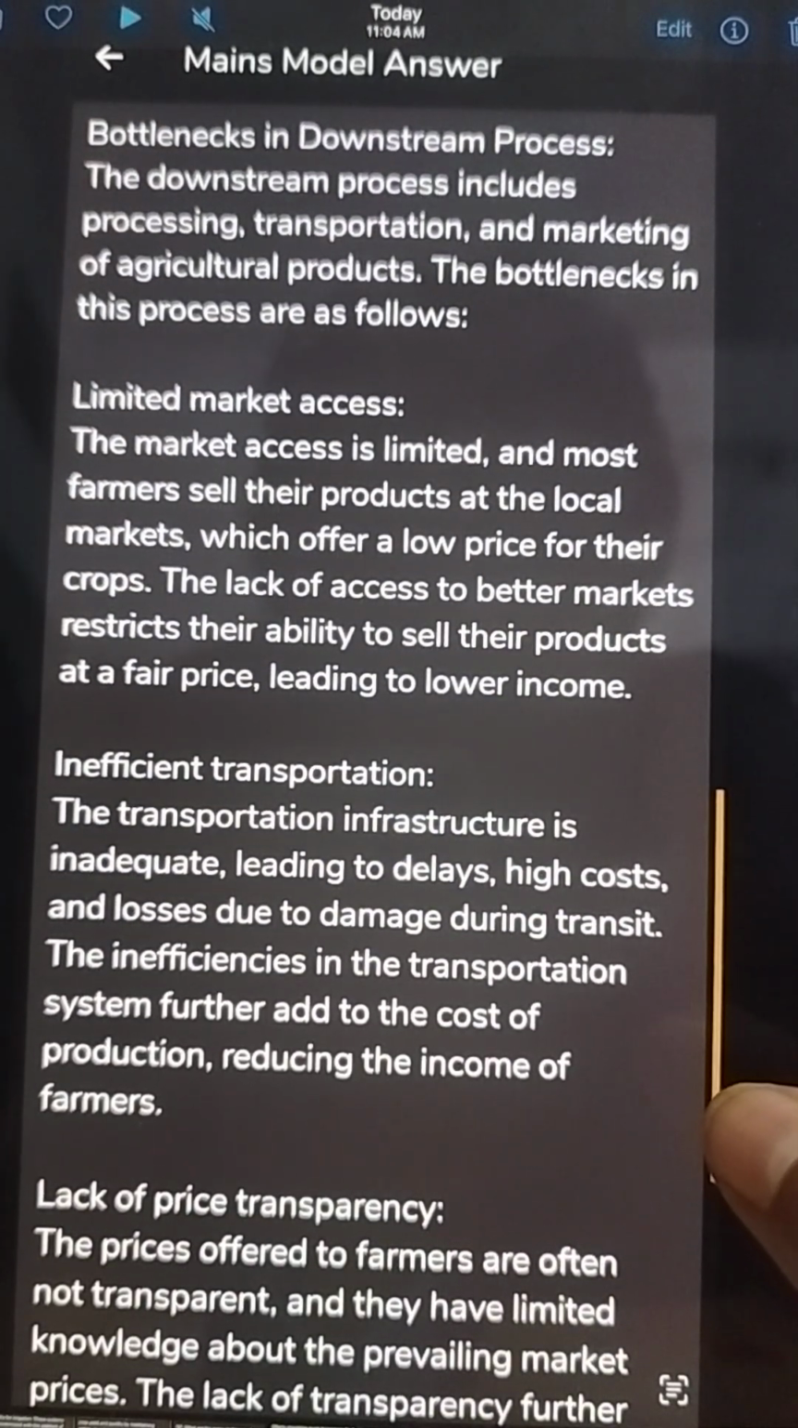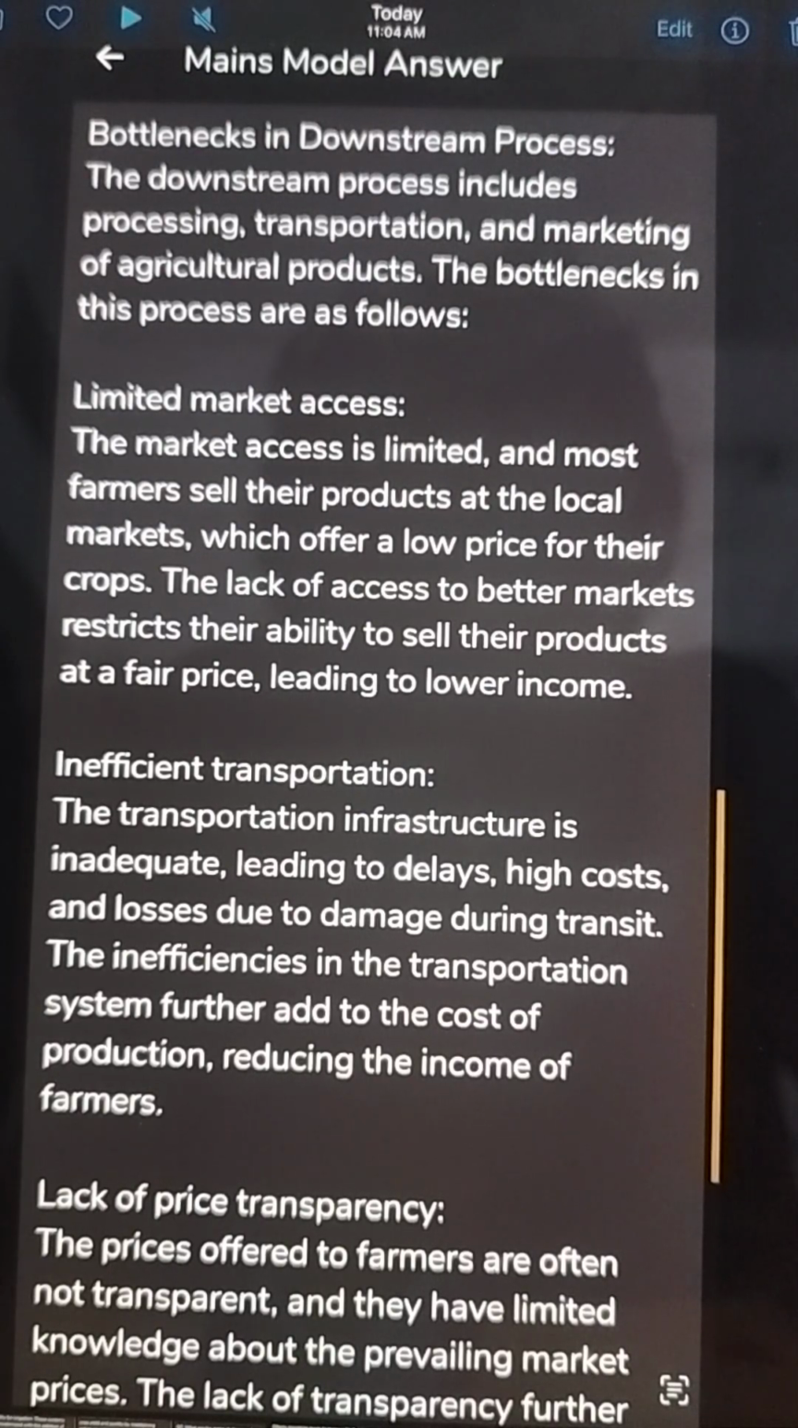Second is inefficient transportation. The transportation infrastructure is inadequate, leading to delays, high cost, and losses due to damage during transit. The inefficiencies in the transportation system further add to the cost of production, reducing the income of farmers.